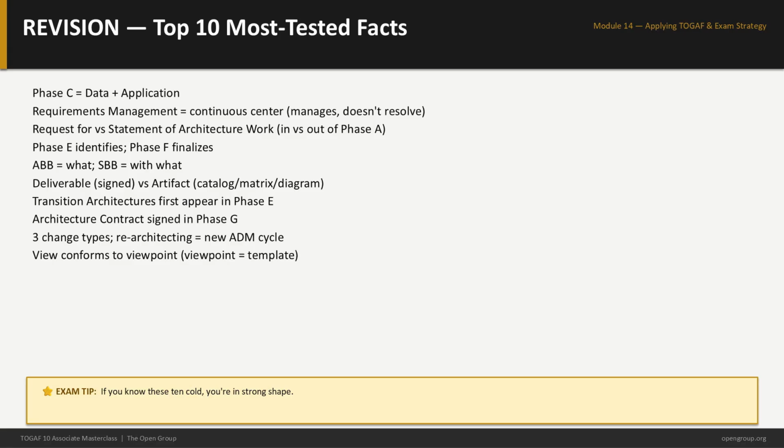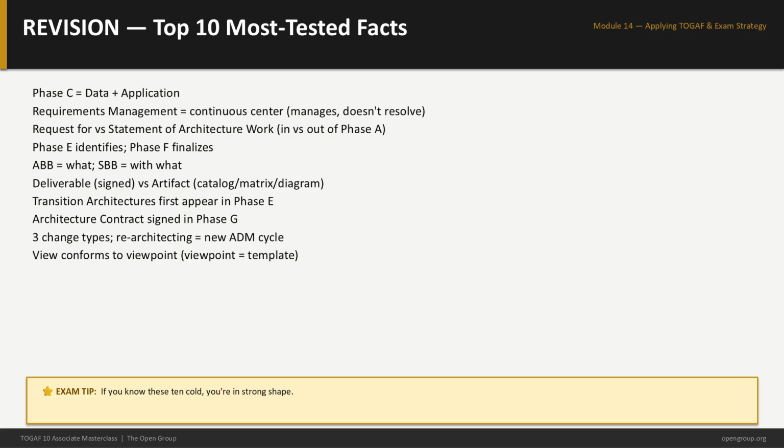Here are the 10 facts I'd most want you to know cold walking into the exam. 1. Phase C is data plus application. 2. Requirements management is the continuous center, and it manages but doesn't resolve. 3. The request for architecture work comes into Phase A, and the statement of architecture work goes out. 4. Phase E identifies, Phase F finalises.